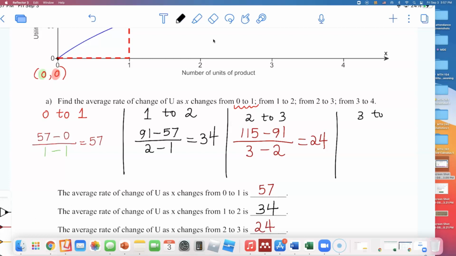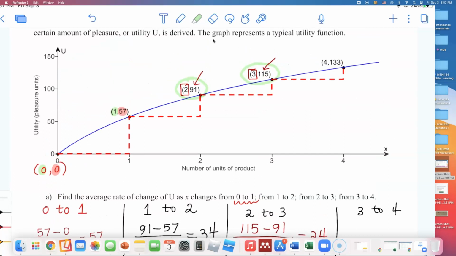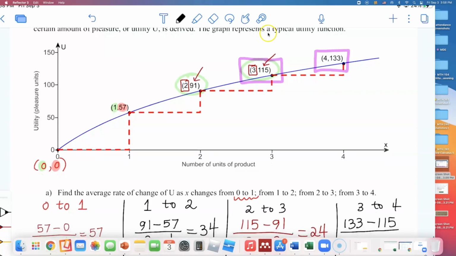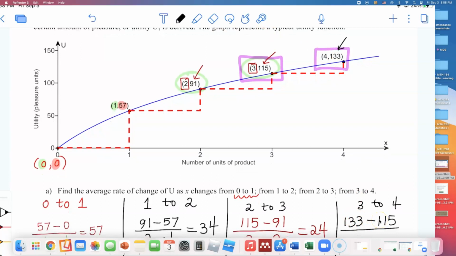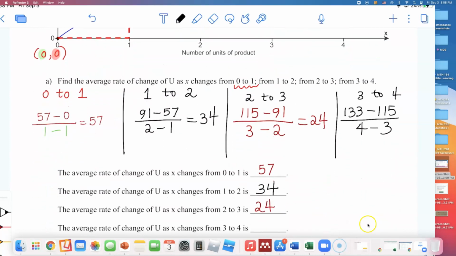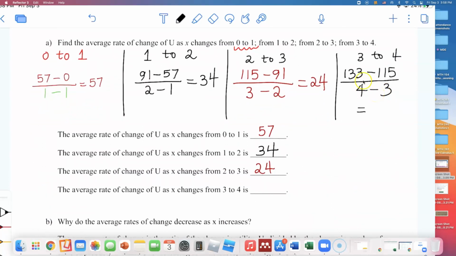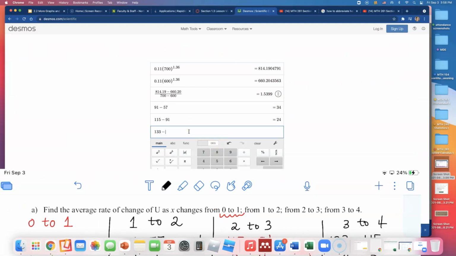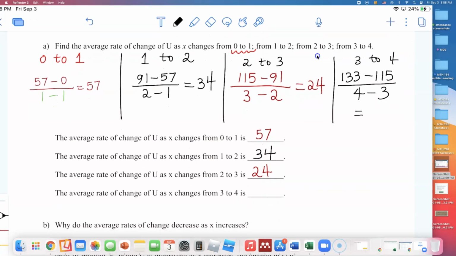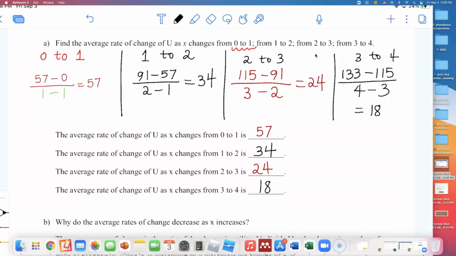Next, 3 to 4. I think this will be the last one. So as we go from 3 to 4, this point to that point, 115 to 133. I'll be subtracting those two on top: 133 minus 115. And the denominator, I just have to do 4 minus 3. At least the denominators are consistent. It's always going to be 1. If I subtract 133 minus 115, that comes out to be 18. So the increase definitely is getting smaller. I got really happy when I first got my iPhone. But when I had 3 iPhones and now my 4th one, I'm becoming more like meh.